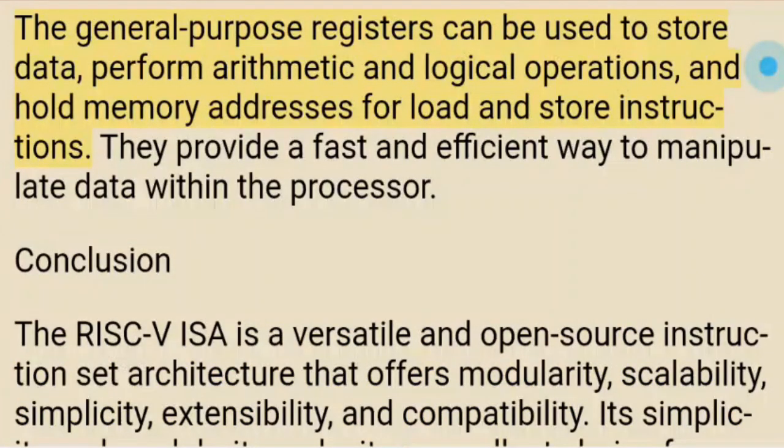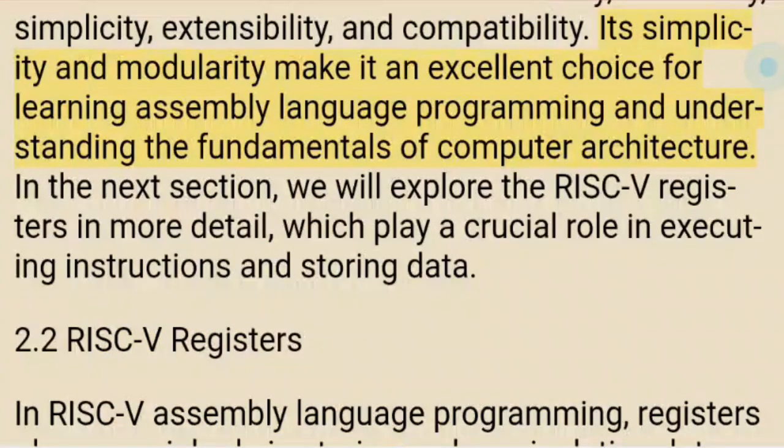The general-purpose registers can be used to store data, perform arithmetic and logical operations, and hold memory addresses for load and store instructions. They provide a fast and efficient way to manipulate data within the processor. Conclusion. The RISC-V ISA is a versatile and open-source instruction set architecture that offers modularity, scalability, simplicity, extensibility, and compatibility. Its simplicity and modularity make it an excellent choice for learning assembly language programming and understanding the fundamentals of computer architecture. In the next section, we will explore the RISC-V registers in more detail, which play a crucial role in executing instructions and storing data.